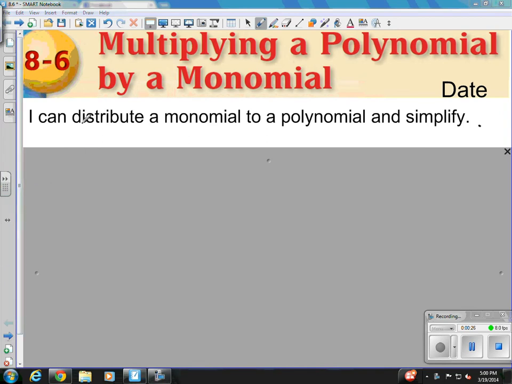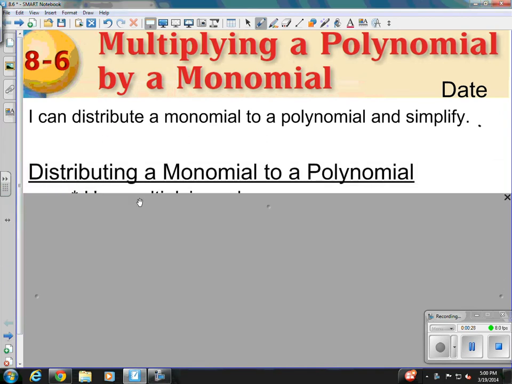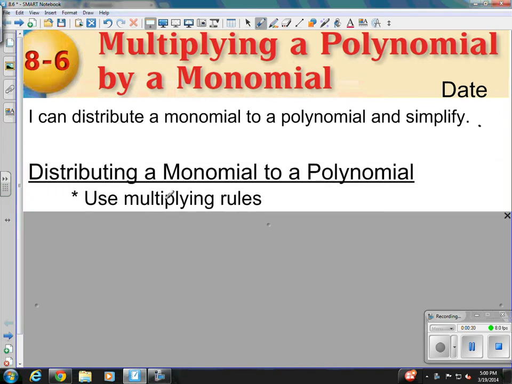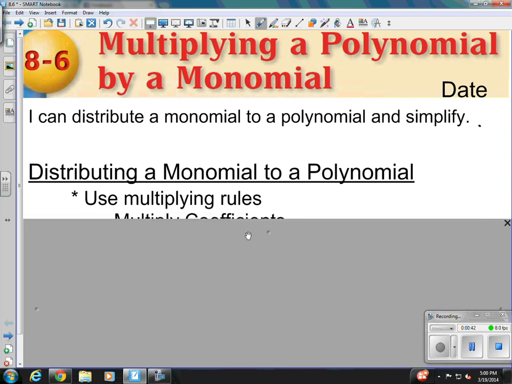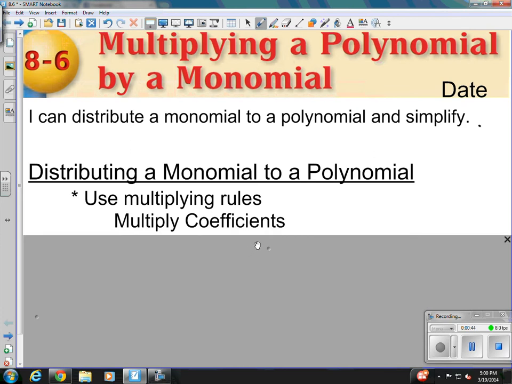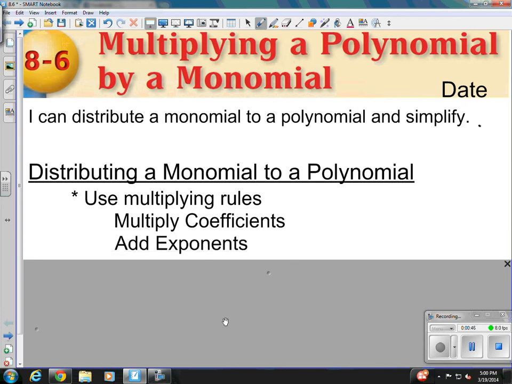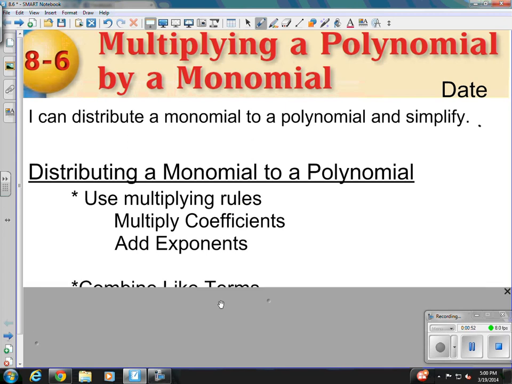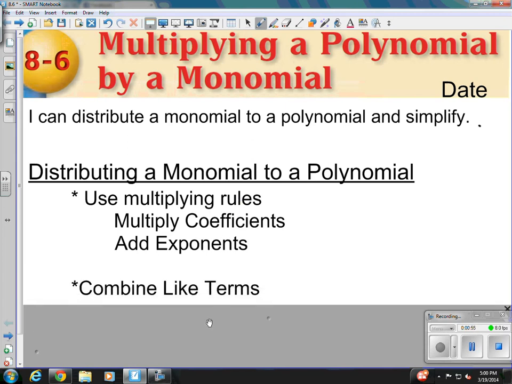So when it comes to distribution, you have to go back to our rules about multiplying. Distributing a monomial to a polynomial means we're going to have to use our multiplying rules. Our rules for multiplying monomials were multiply the coefficients and add the exponents. So that's what we're still doing today. And then once we have multiplied, we have to remember to combine like terms as we simplify.